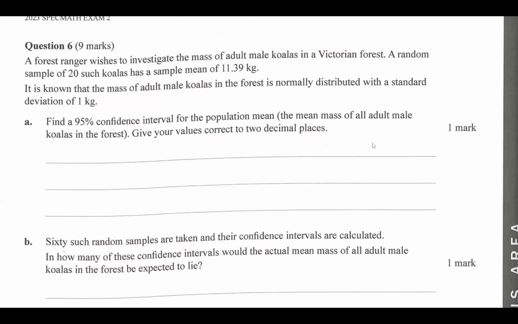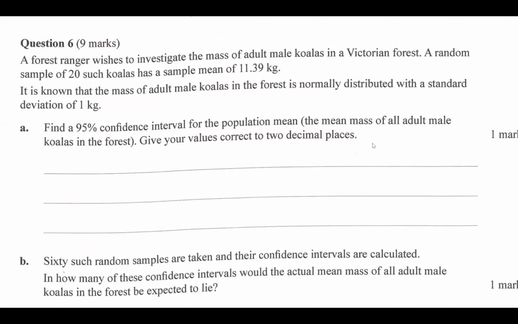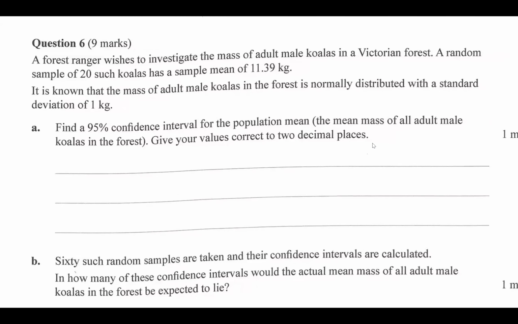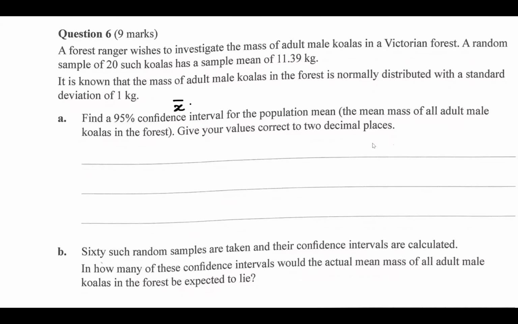All right. I probably have one last question to go through. Let's have a look at question 6. A forest ranger wishes to investigate the mass of adult male koalas in Victoria Forest. A random sample of 20 such koalas has a sample mean of 11.39 kilograms. It is known that the mass of adult male koalas in the forest is normally distributed with a standard deviation of 1. So x bar equals 11.39. Sigma, the population standard deviation, is 1. n equals 20.